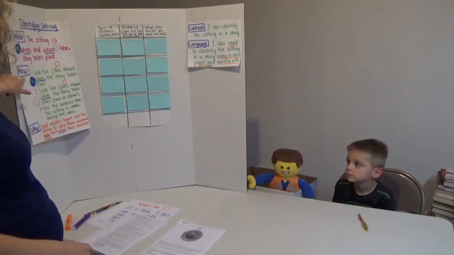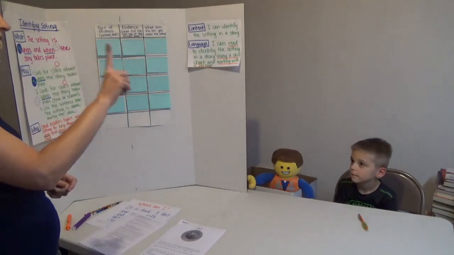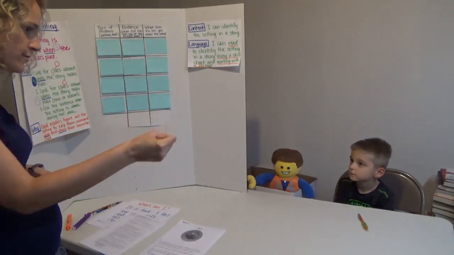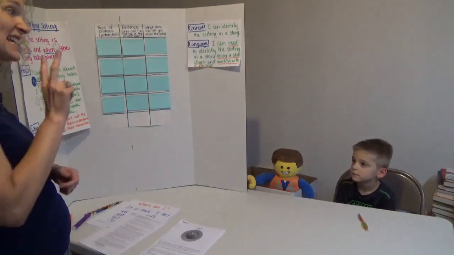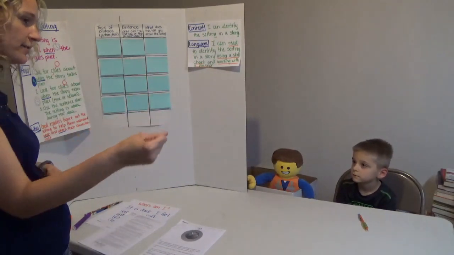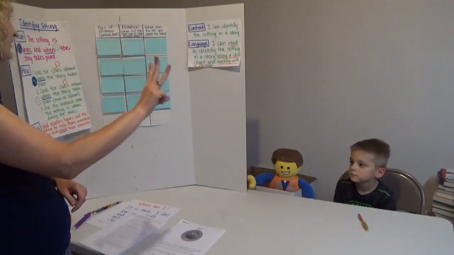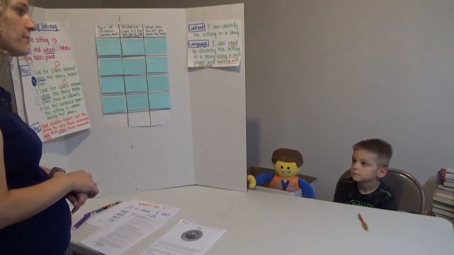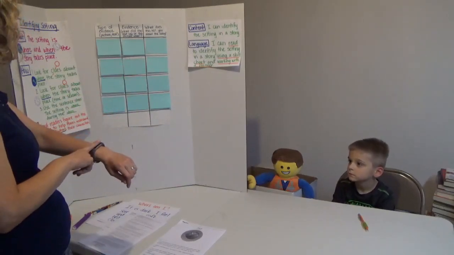All right, so now how do we find the setting? How do we figure out the setting? First, look for clues about where the story takes place. Second, look for clues about when the story takes place. Third, use the sentence stem. The setting is where during the when.